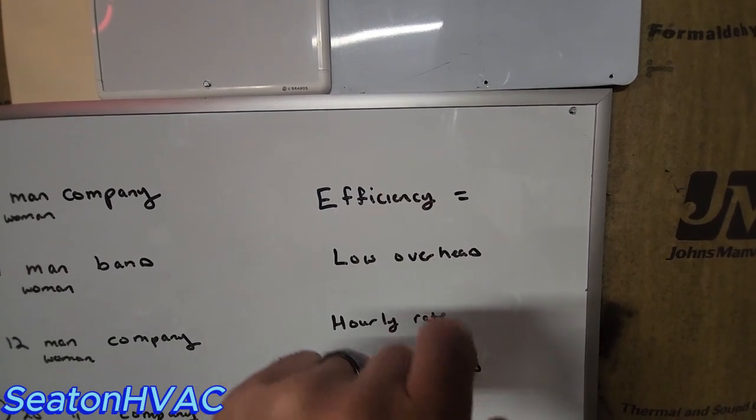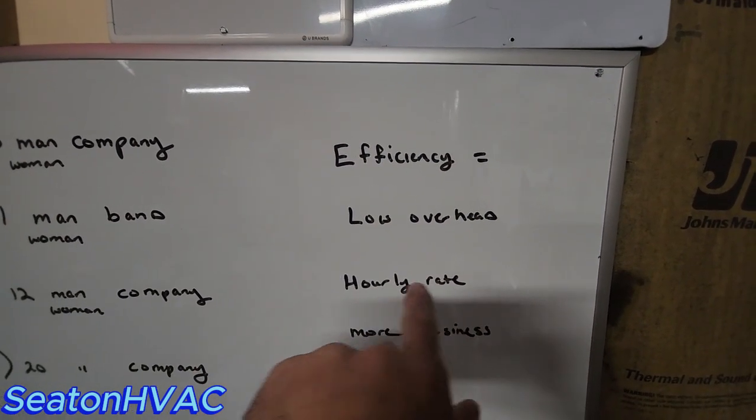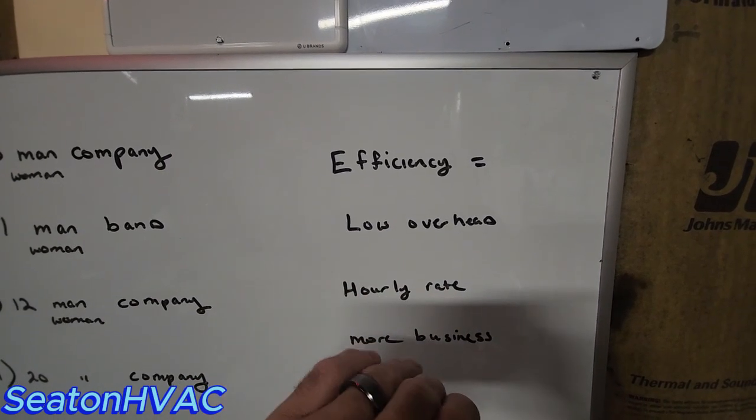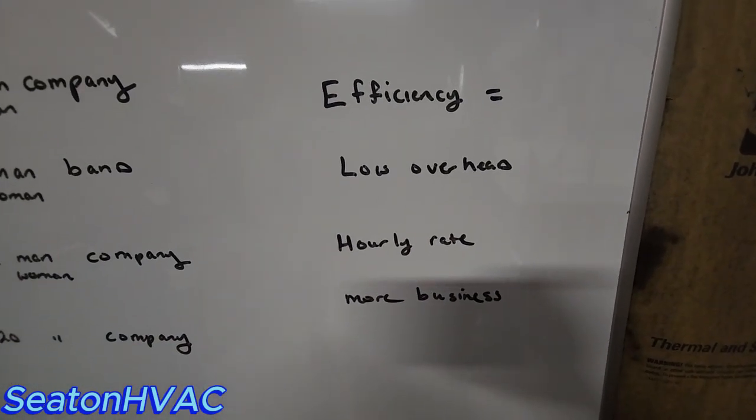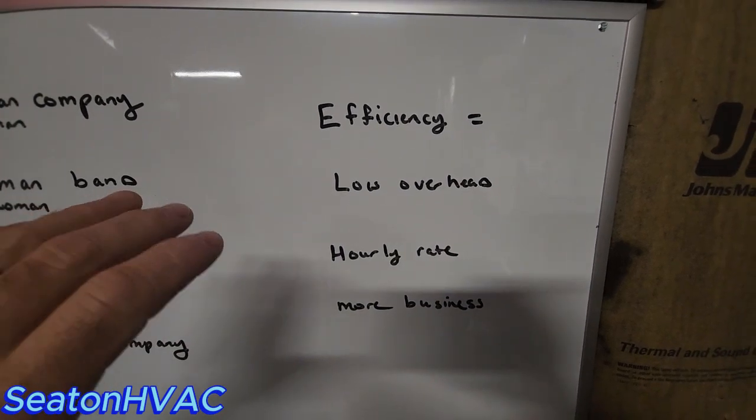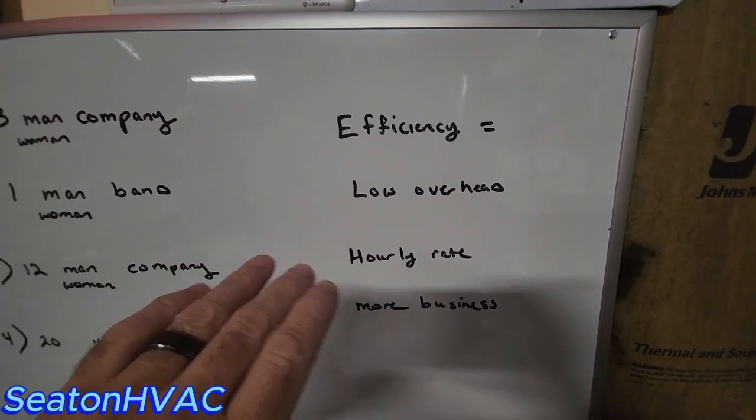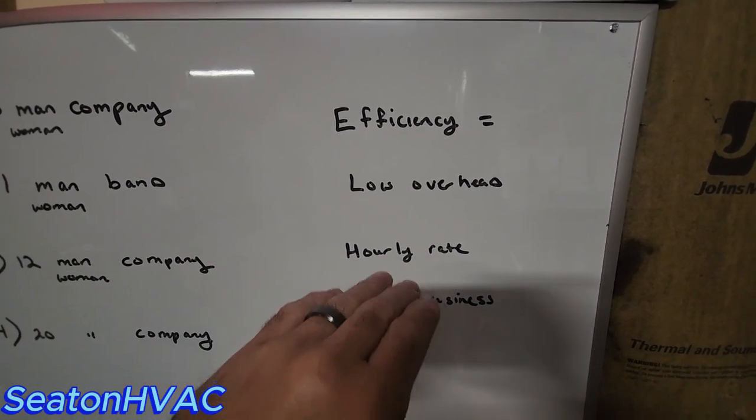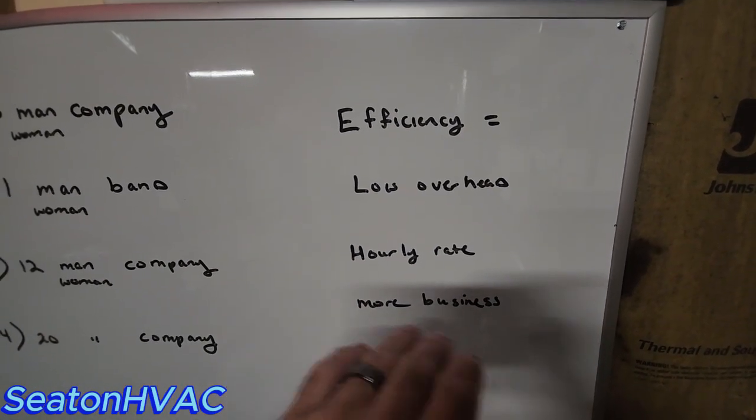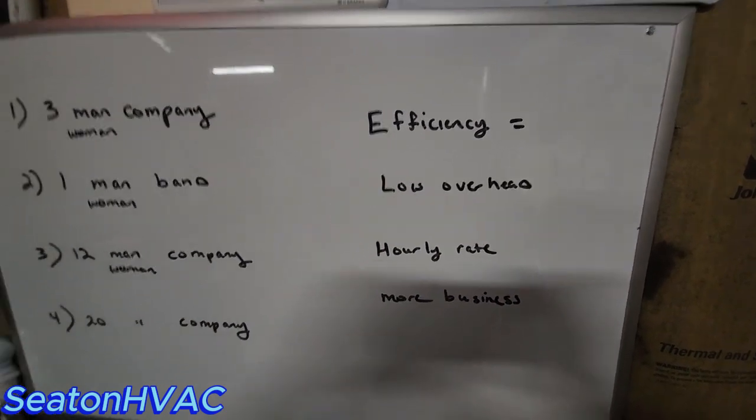So efficiency is key to keeping the overhead down. In turn, that's going to keep the hourly rate down that you're charging the customer. It's going to give you more business. So I'm going to break it down for you, these 4 different scenarios, and show you why it's important to be efficient and keep that overhead down, because it keeps your hourly rate down, which is very important for getting more business. Doesn't mean you're cheap. It means you're efficient, okay? So let's go over that right now.